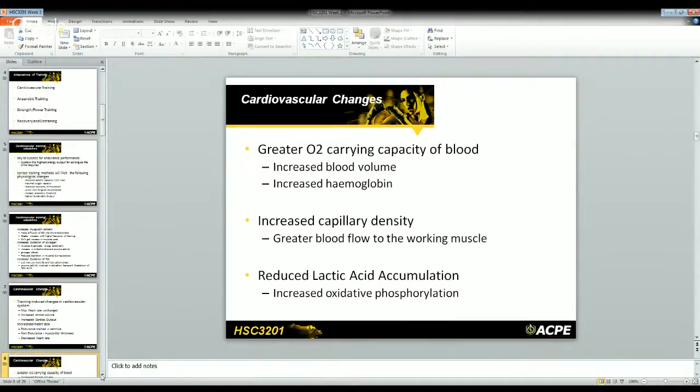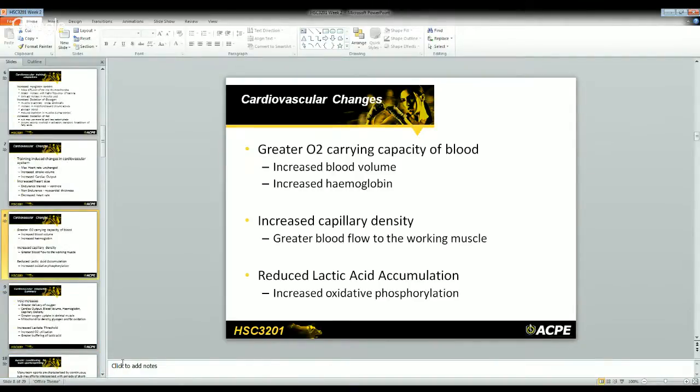Now, with the changes comes a greater capacity for oxygen carrying. So the more oxygen you can carry, the more fuel that can be delivered to the muscle for working. Increased capillary density. The capillaries are the smallest end of the arterial chain, where blood and oxygen is delivered to the working muscles. So if we have a greater density of capillaries, then we're going to be able to deliver more blood, more oxygen, more fuel as such to the working muscle tissue.